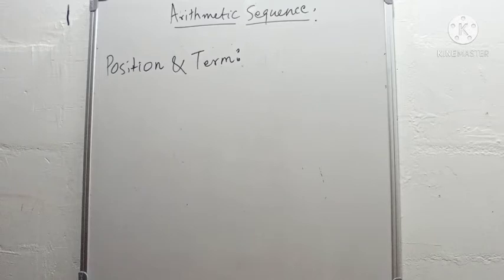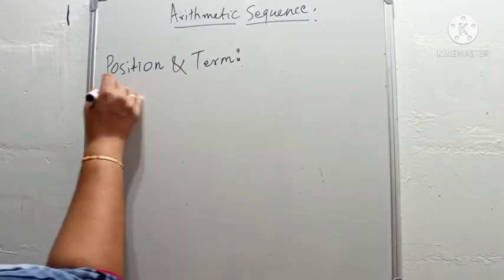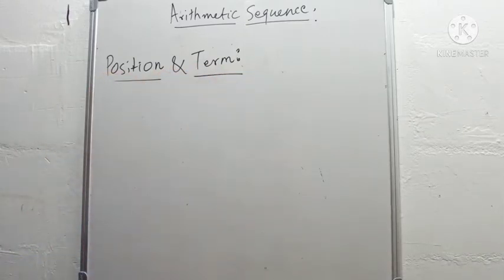We are continuing with our chapter arithmetic sequence and today's topic is position and term. The relation between position and the term of an arithmetic sequence. That is our topic.